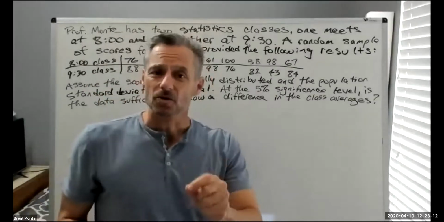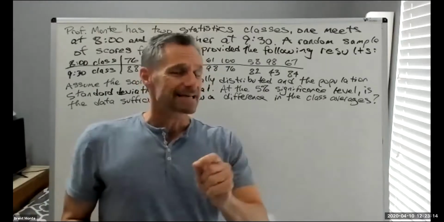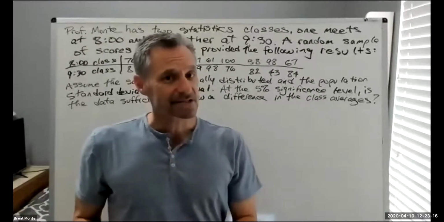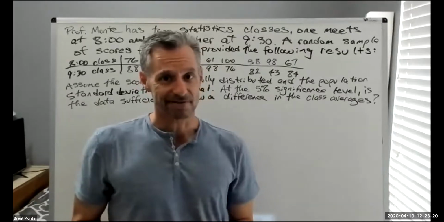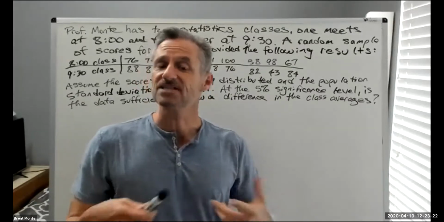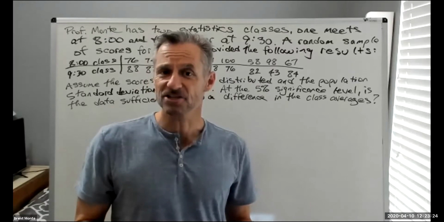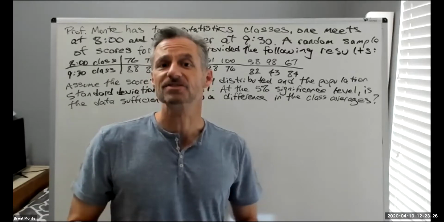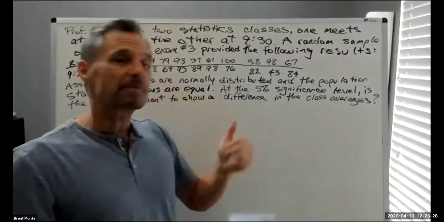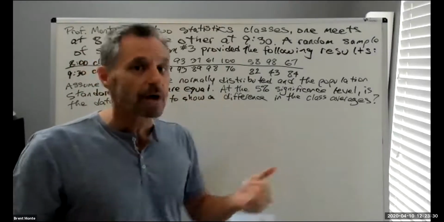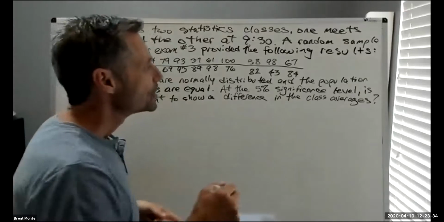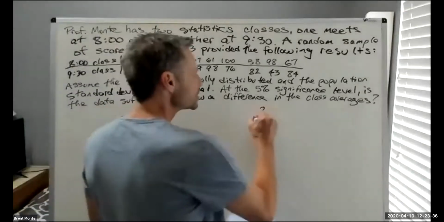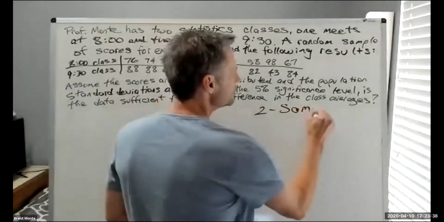Okay, so let's go ahead and do this. Again, it's going to be a two-sample t-test. It's a t-test because we don't have the population standard deviations. If we had each of the population standard deviations, then we could do a z-test. We are told that the population standard deviations are equal, but we don't know what they are. Okay, so we know it's going to be a two-sample t-test.